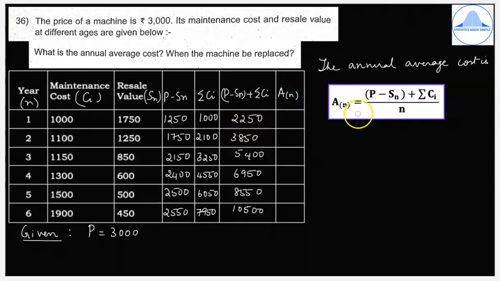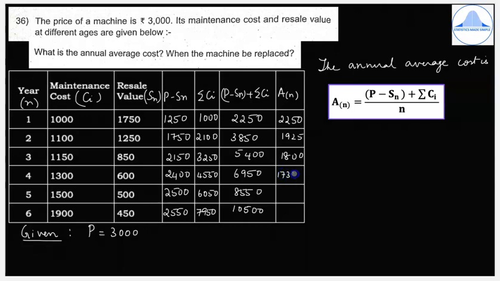Now the last column is to find out An. So it is P minus Sn plus summation Ci by N. So 2250 divided by 1 is 2250. Next is 3850 divided by 2 is 1925. Next is 5400 divided by 3, 1800.